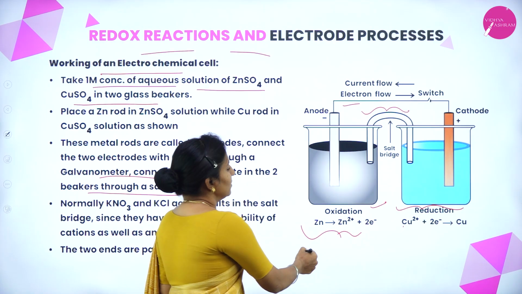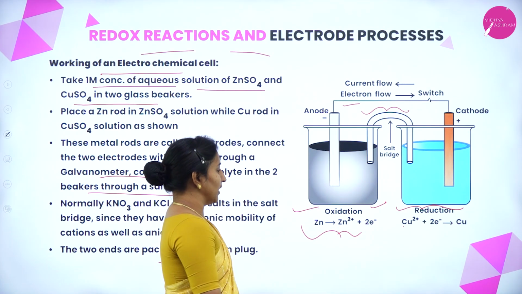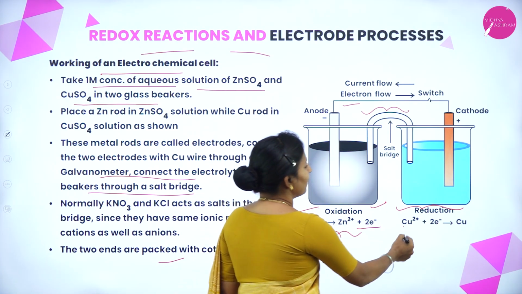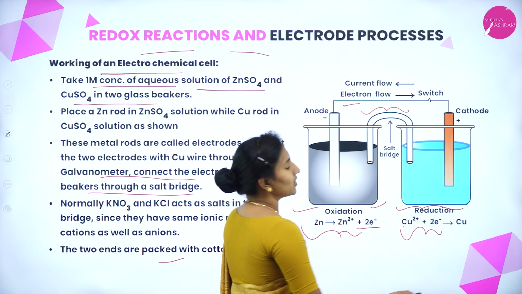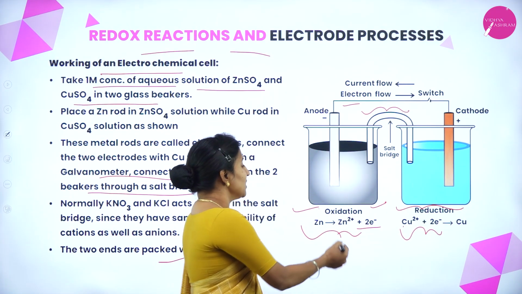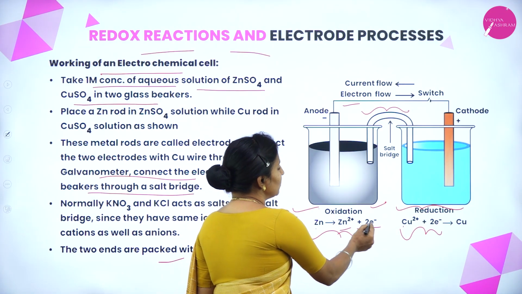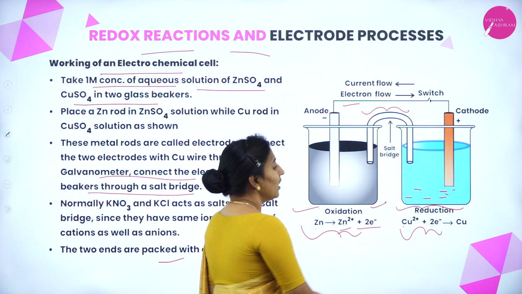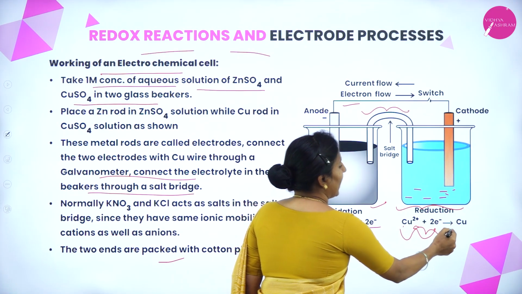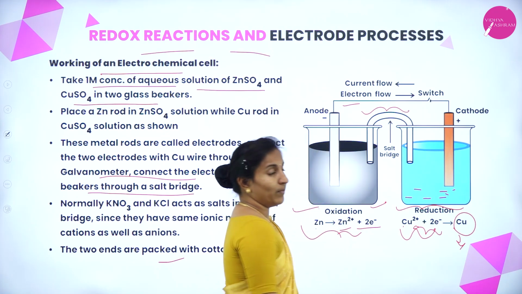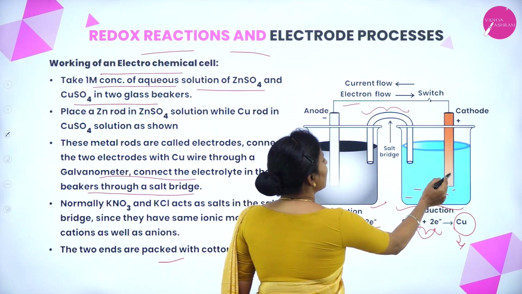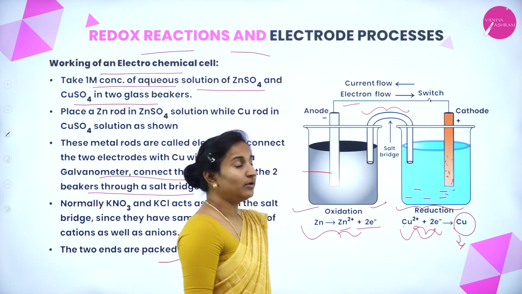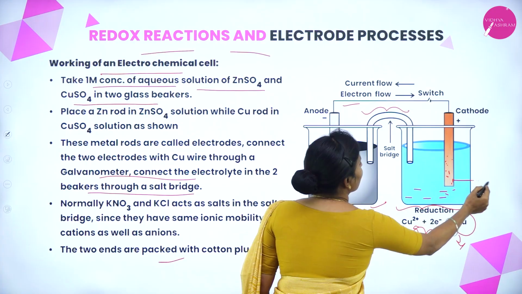So, in the zinc sulfate, oxidation takes place, that is, removal of 2 electrons. In the copper sulfate, addition of 2 electrons takes place, that is, reduction. Zinc metal gets converted into zinc ion, and the copper ion present in the copper sulfate solution gains 2 electrons and converts into copper, which is deposited on the cathode. Here the zinc electrode acts as anode and the copper electrode acts as cathode.